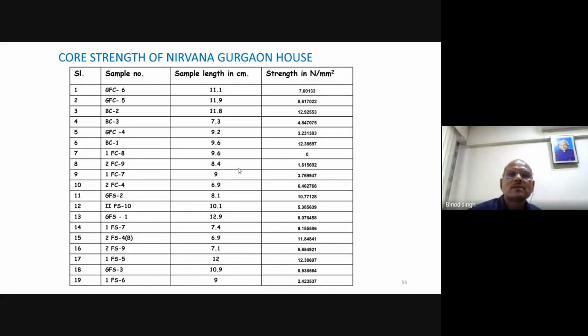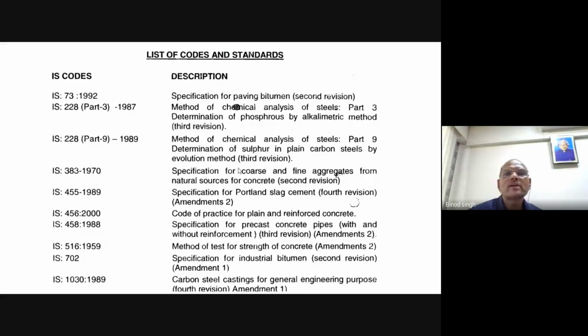So these are the IS codes you have to refer to, suppose you want to do the tests and want to go into details.